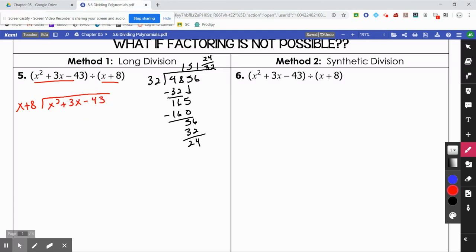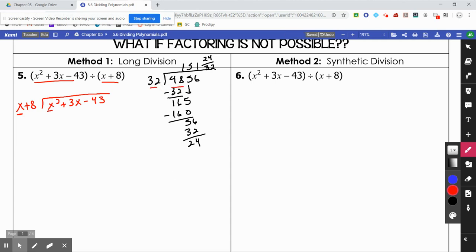How do I do that? Don't worry about the whole x plus 8. Let's just worry about the x and the x squared. We're going to divide x plus 8 into x squared plus 3x first, the same way that we just divided 32 into 48. Now, how do you actually divide?